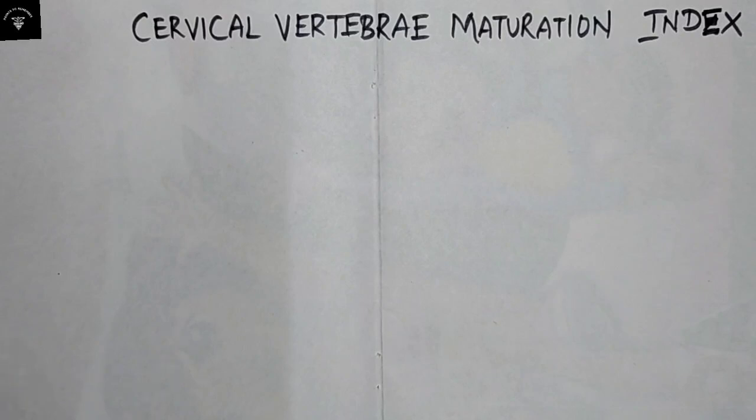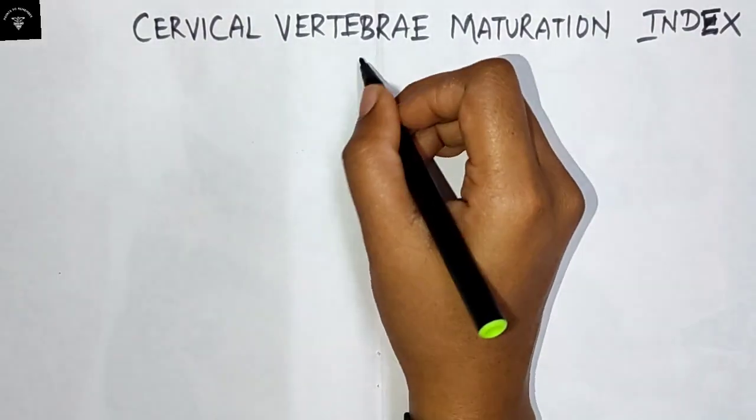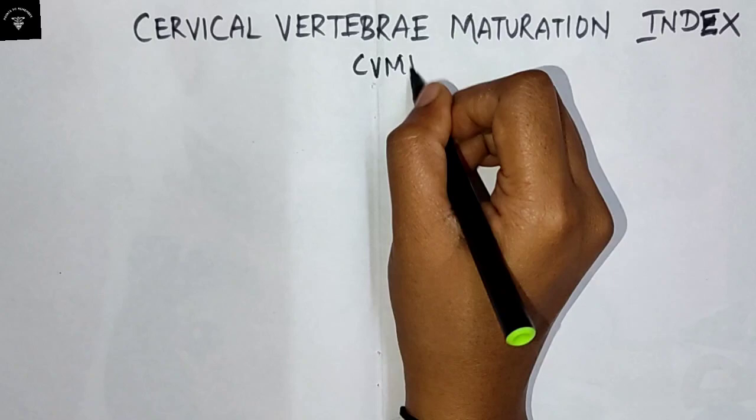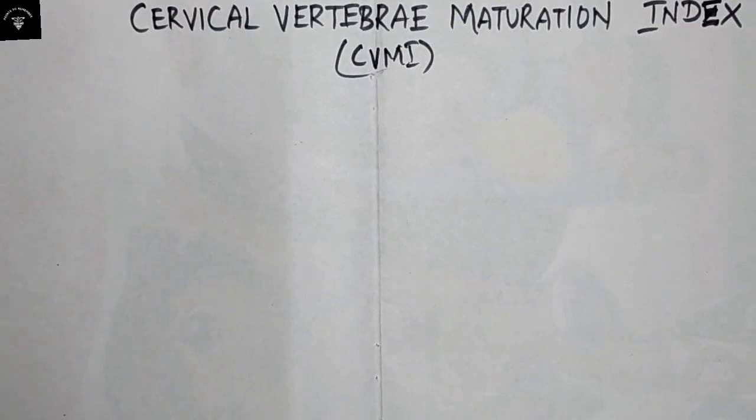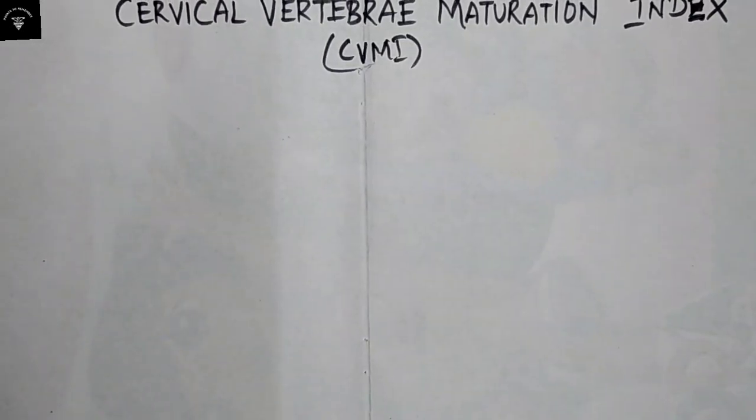Today I'm going to take you through a little topic, that is the Cervical Vertebrae Maturation Index, which is the Skeletal Maturity Indicator, that is the CVMI. As all of you know, this is one of the easy topics in orthodontics. Today I'm going to tell you how I studied this topic and how I remembered it easily, and it's very simple for you to remember. Okay, now let's move on to the topic.